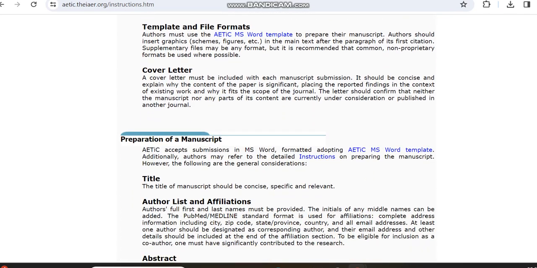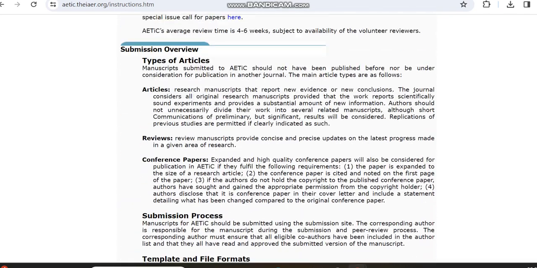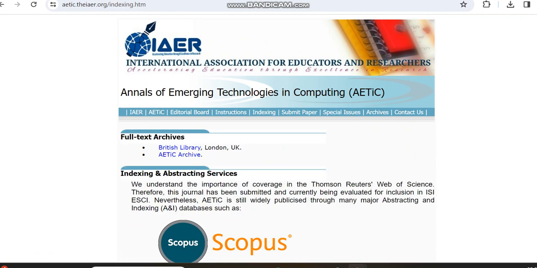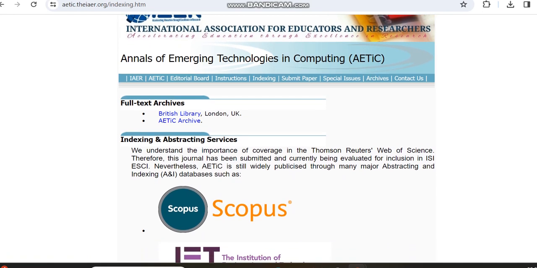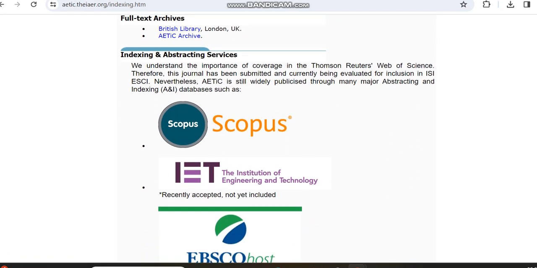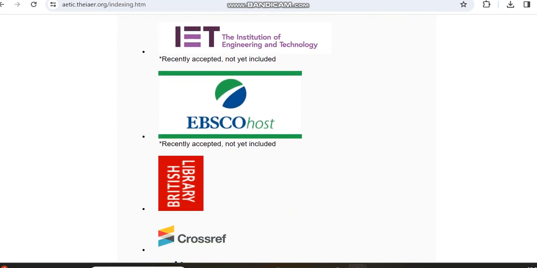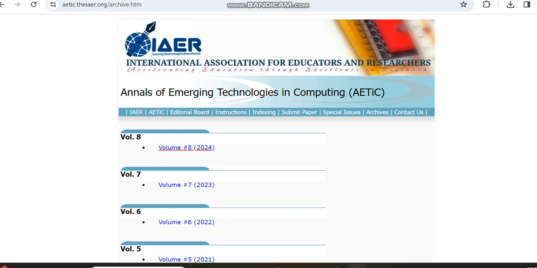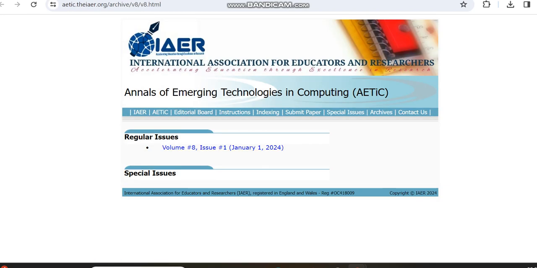So these are the details regarding this journal. Apart from that, it is indexed in Scopus. For that, we can move to the indexing section. It is indexed in British Library, AETIC Archive, and also in Scopus. Some other indexing is also included. So these are the details regarding this journal. Now we can move to the archive section. In 2024 only one issue has been published.